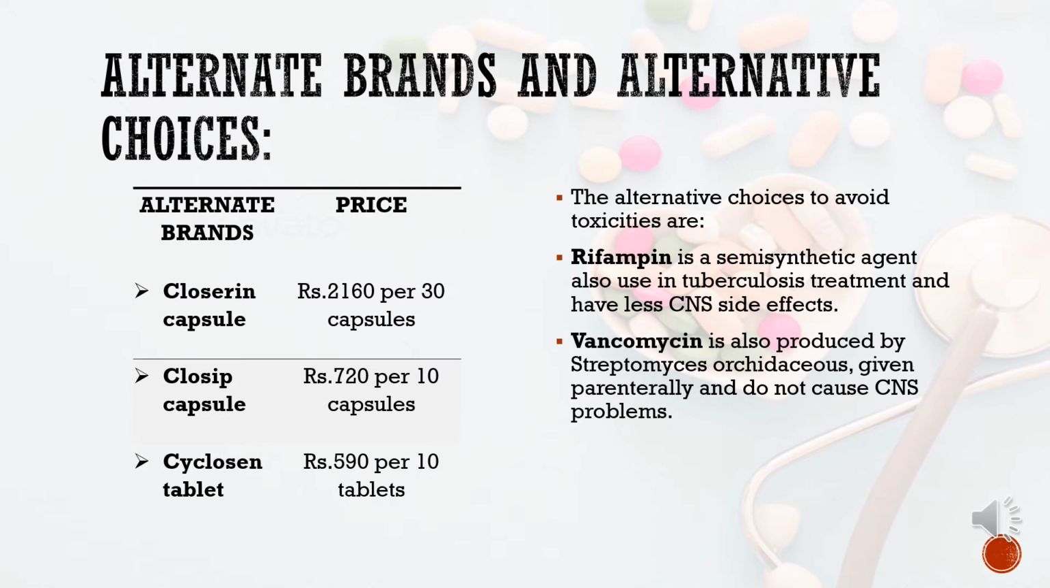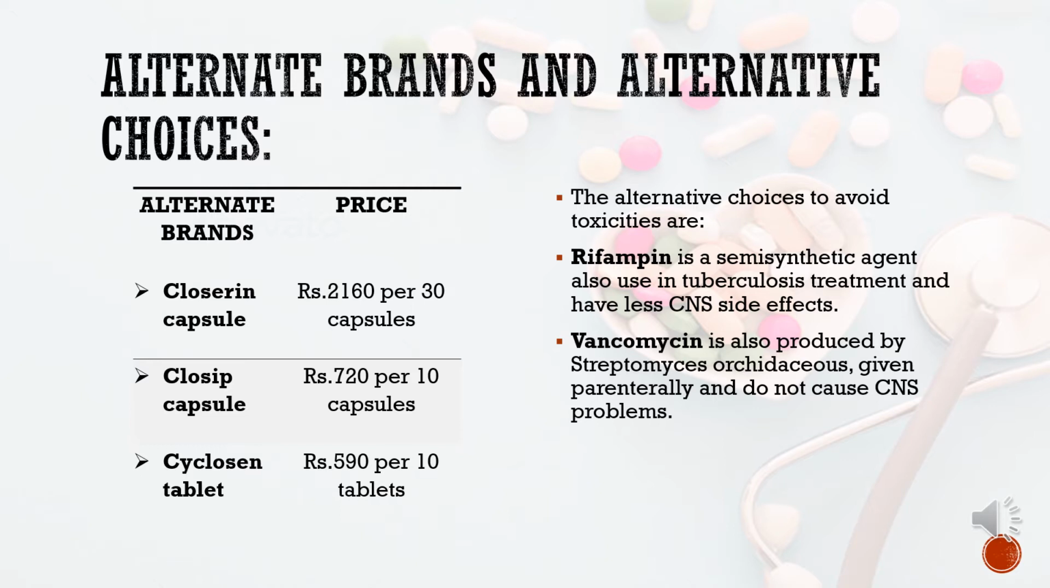Are the alternate brands of cycloserine. As I have discussed, cycloserine comes with the brand name of Seromycin. So the other alternate brands of cycloserine are Cycloserine capsule, Clocip capsule, and cycloserine tablets. These brands are easily available in Pakistan and the prices of these brands are mentioned here.